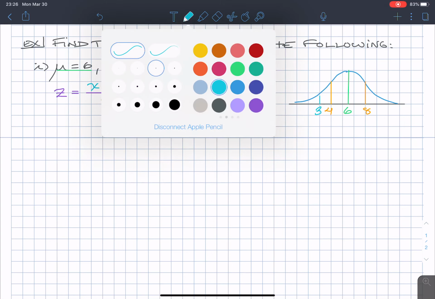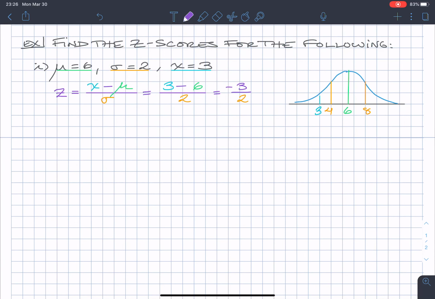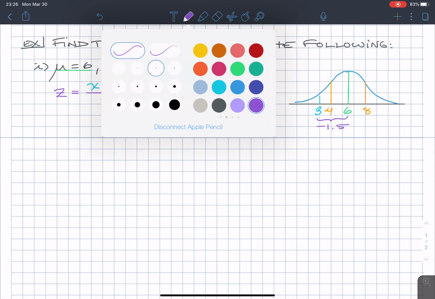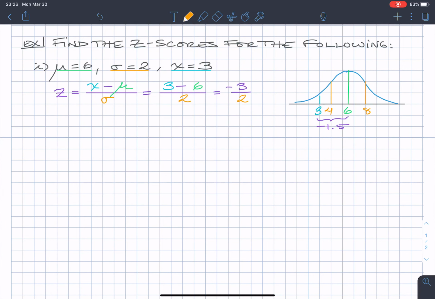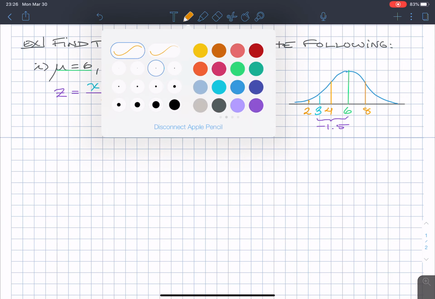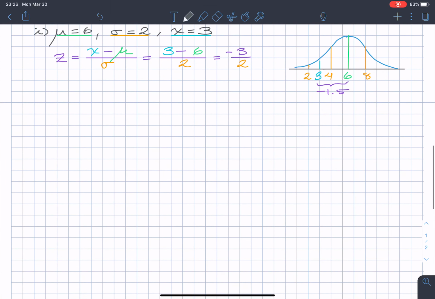Okay, but my z-score states that I'm negative 3 over 2 or negative 1.5 standard deviations away from the mean. Well, yeah, each standard deviation is 2 units wide. If I go to the left 1.5 standard deviations, I do get to my data point, 3. Okay, let's do another one.